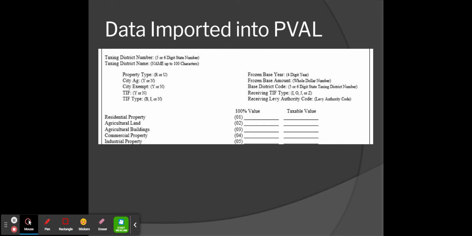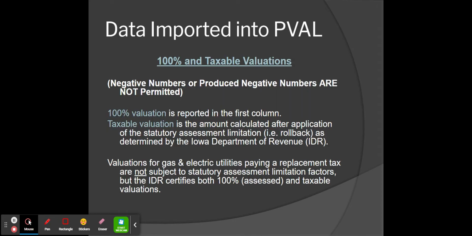And then for each and every class of property, you're going to report the 100% and taxable value by class by each of your tax districts. So again, you report 100% and taxable valuations. Negative numbers or produced negative numbers are not permitted.